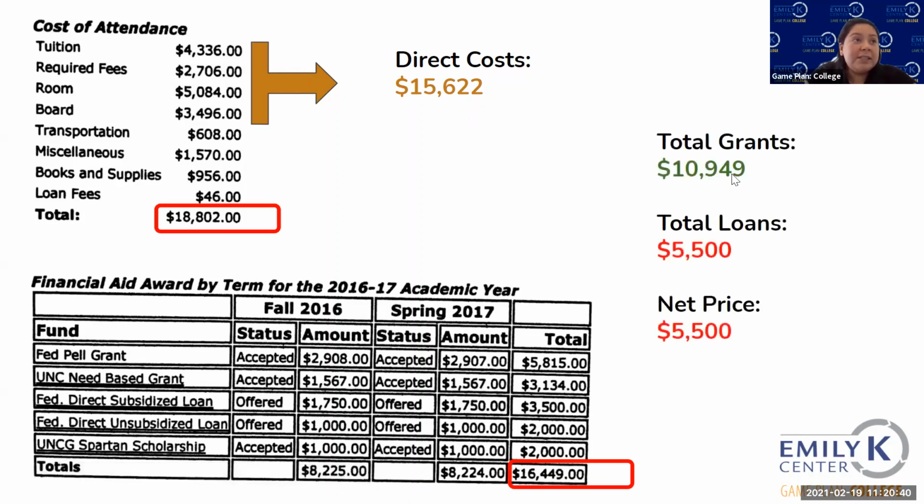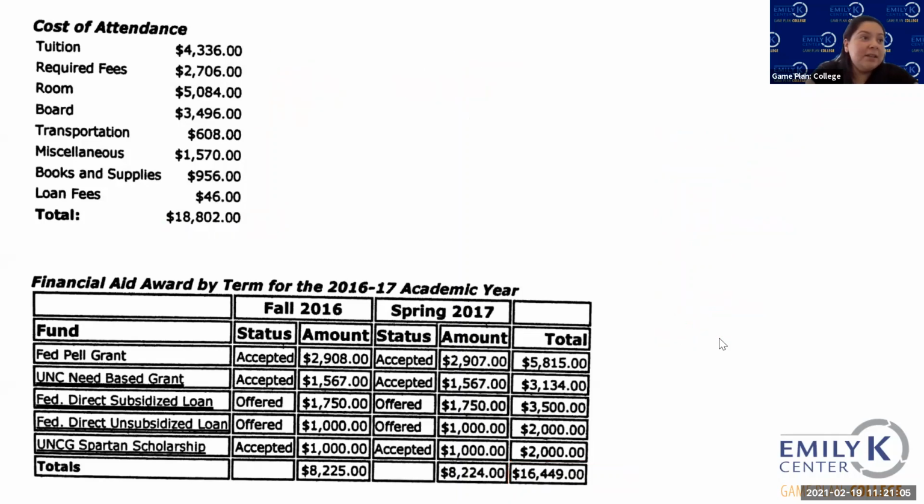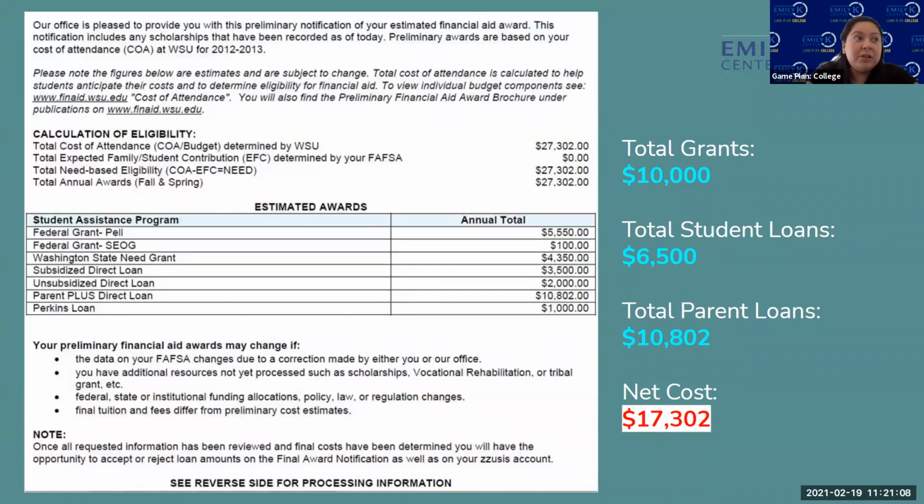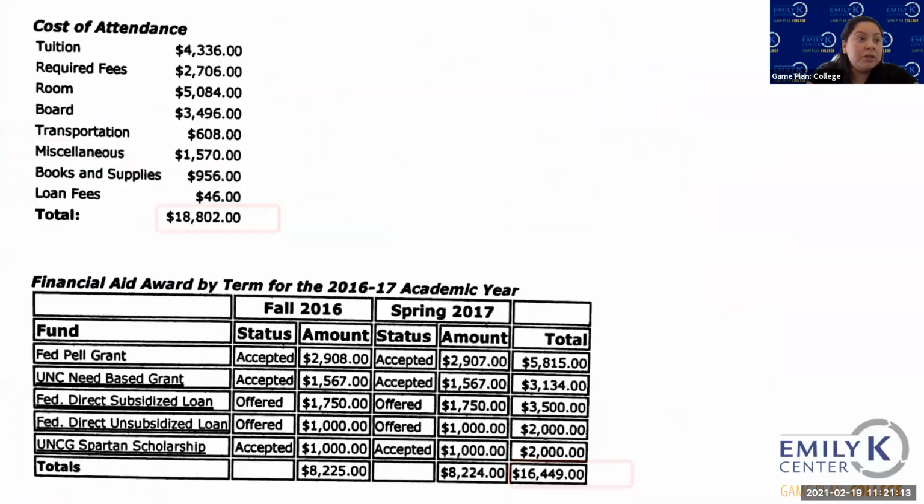total grants is $10,000, almost $11,000. Total loans is $5,500. So my cost for this school, my net price, which is what I'm paying or what it will cost me to attend, is only the loans for this first year, the $5,500. So this net price in comparison to the previous net price of $17,000, which school is the better school? School A or School B?